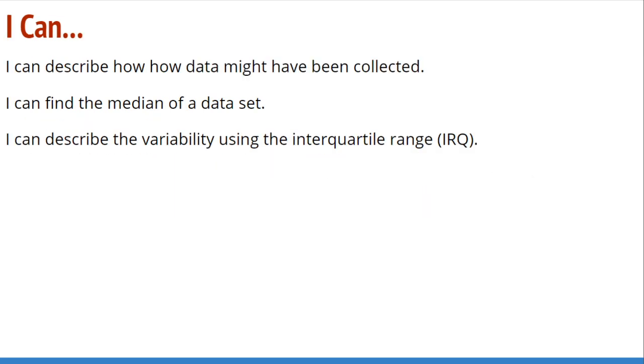All right, taking a look at the I can statements. Hopefully you can start asking yourself the question, so how did they come up with this data? Hopefully you can find the median of a data set. This is the second lesson where we've looked at that. And hopefully you can describe the variability using the interquartile range. You can use the interquartile range to say, all right, this is how spread out my data is.